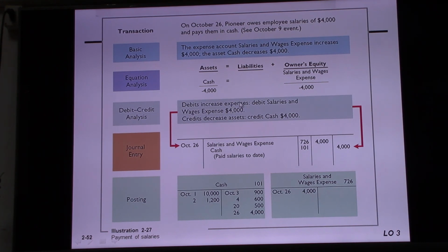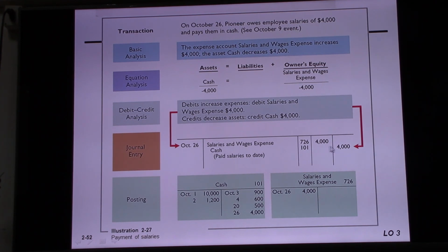Debit increases expenses. Debit salary and wages expense. So now, salaries and wages expense increases, and when there is an increase in expenses, it should be written in the debit side by $4,000. Then our cash decreased, and a decrease in asset will be credited by the same value, $4,000. Transfer this journal entry to the T account.